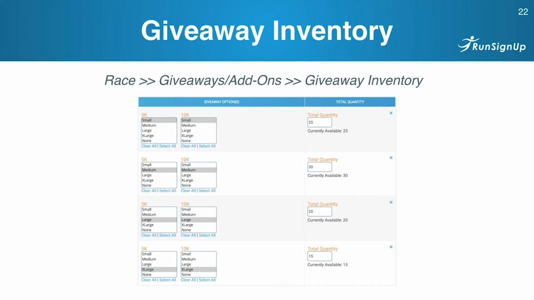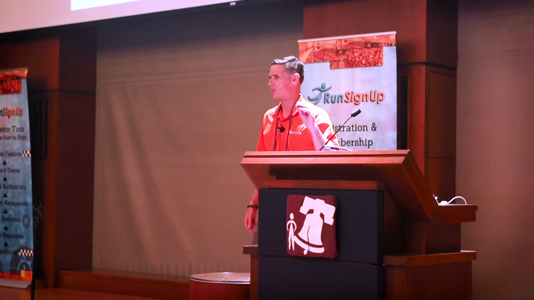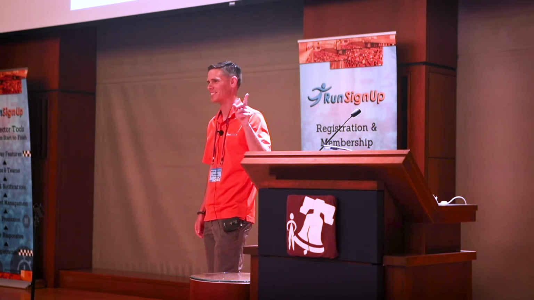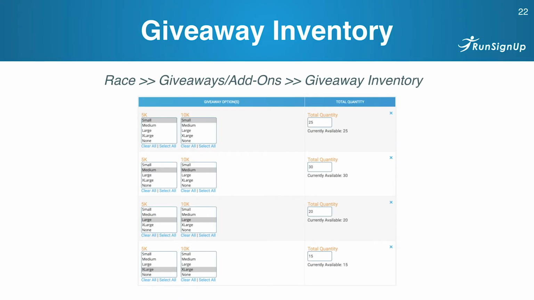Giveaway inventory. This one is a fun one. Super powerful, sometimes very confusing. I think almost everybody in here has probably talked to us when they first did this one. If you haven't done this, you go into your giveaways and add-ons and you go to giveaway inventory. First thing to know is that once you set this inventory, it will gray out options if you've actually exceeded that. The other thing to know is that you need to use the shift key or the control key, depending on what you're trying to do, to pick the specific set of options. And you can even combine options. Let's say extra small and small, you end up having to combine that because your t-shirt vendor says, hey, we don't have those extra smalls. So it's very, very powerful.